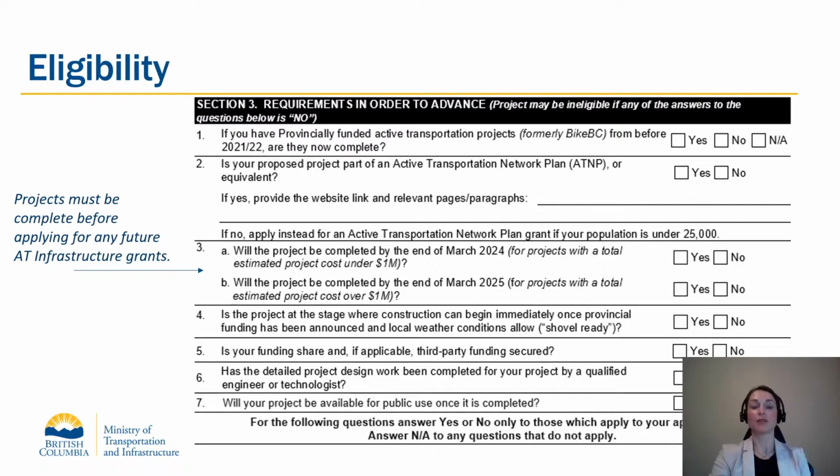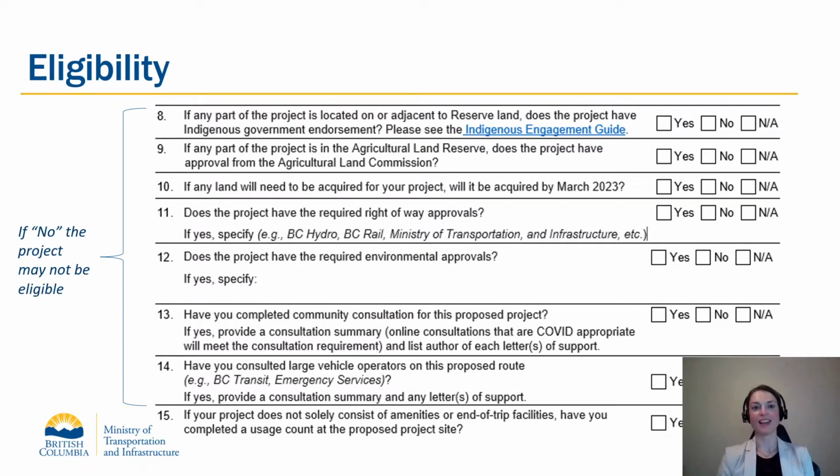Is the project for the public? This funding is for public facilities only. The application should indicate if any project land is adjacent to reserve land, and in that case, does it have Indigenous endorsement? More details about what that endorsement may include are available in the Indigenous Engagement Guide linked on the website. You must indicate if the proposed project includes any Agricultural Land Reserve property, and if so, do you have the approval of the Agricultural Land Reserve?